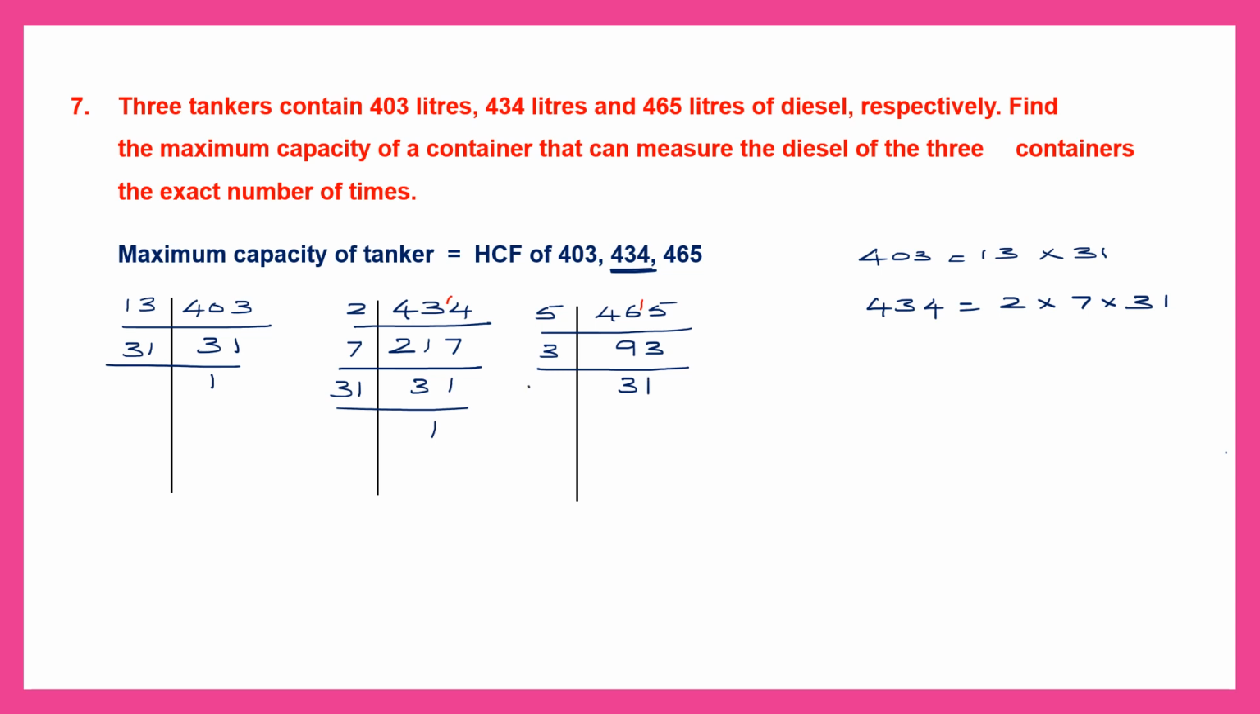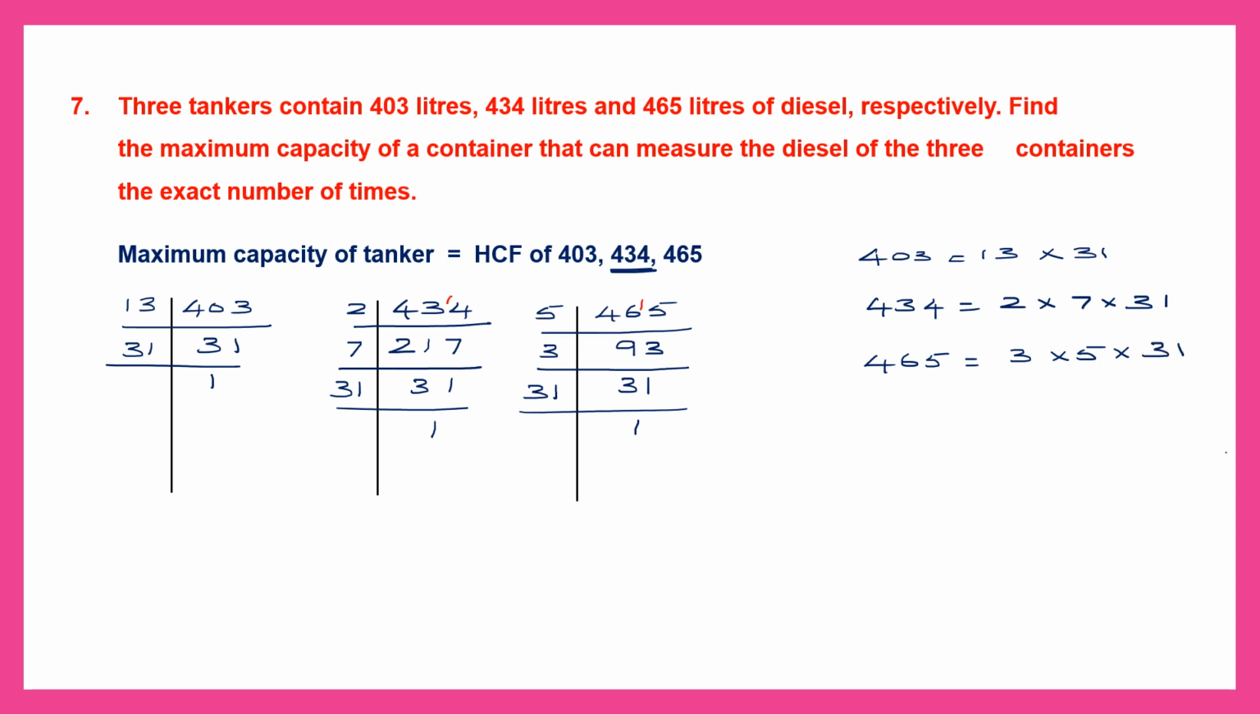Again, we've got 31, which is a prime number. So divide 31 by 31 itself. That's 1. So now let's write all the prime factors of 465. Prime factors are 3 into 5 into 31.